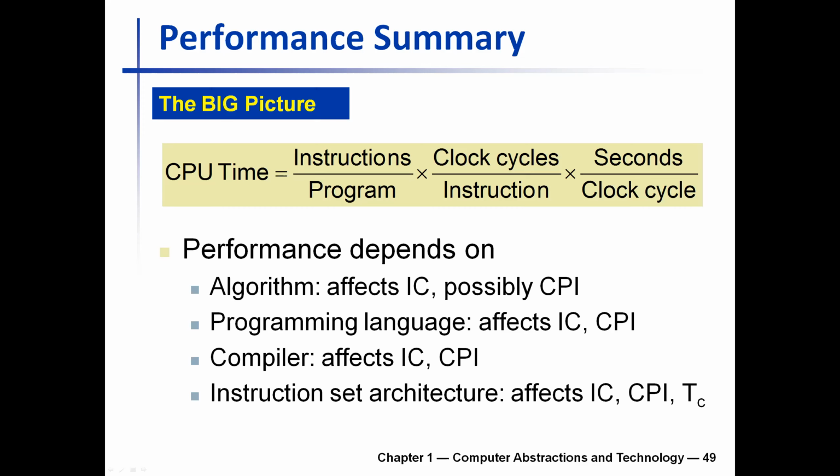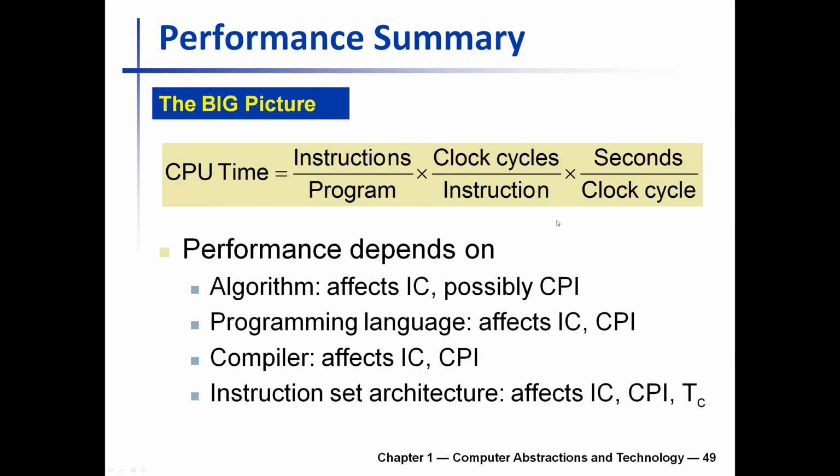Okay. Now we come to the summary of our big picture of performance. So CPU time, based on all the definitions that we went through today, is the total number of instructions in the program, times the total number of clock cycles taken by each of these instructions, times the time taken per clock cycle. So this is cycle time, this is CPI, and this is instruction count.